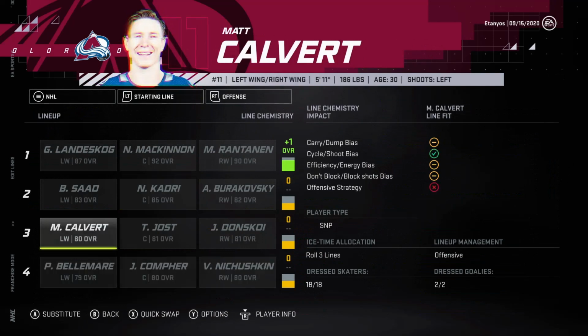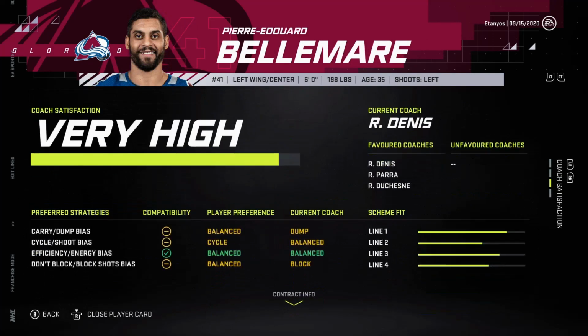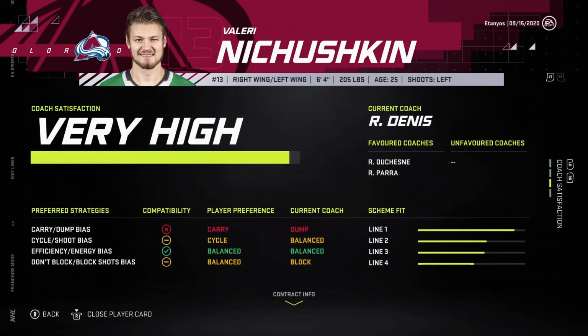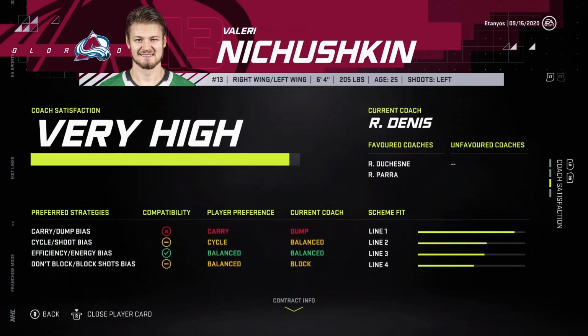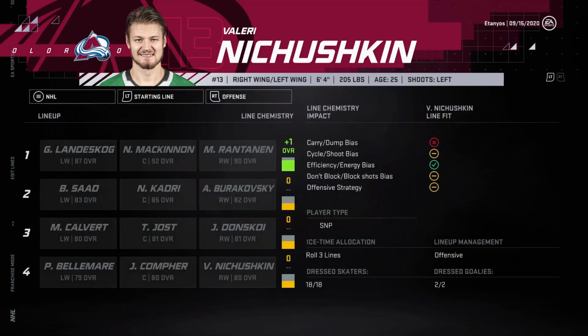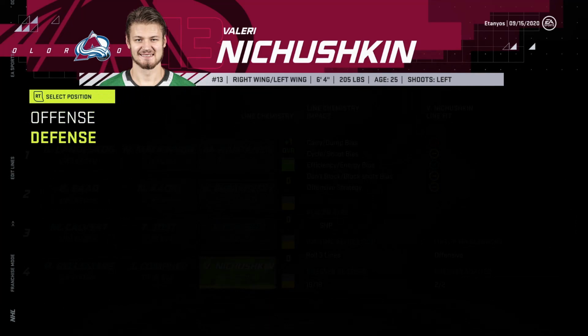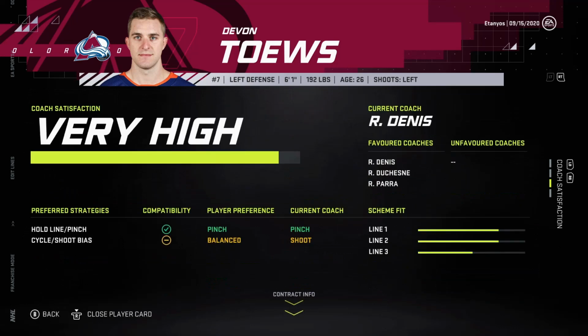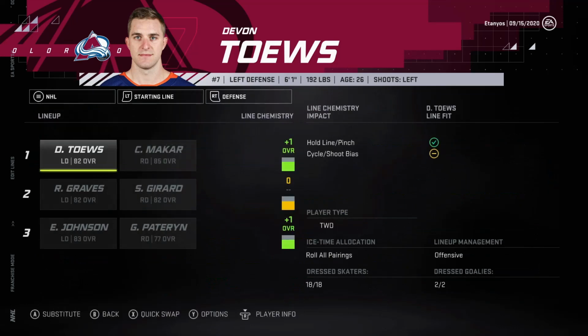Again, it's just going to be older players, maybe like Belmar, but honestly, he's a two-way forward. He's going to fit in the bottom 6. Even Nishushkin, there's going to be options for us to move players around and get this team set up perfectly. So really, there's not a lot of moves we need to make. Again, Devon Toews, as great a player as he is, I don't know if he's going to be the best fit, but we'll figure it out as we go.